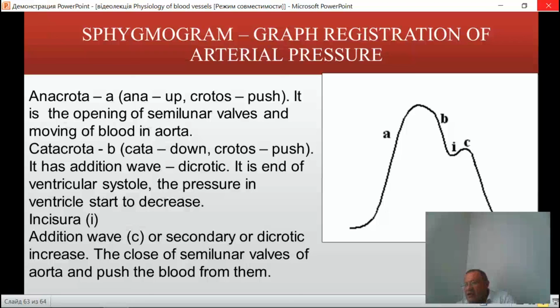Next wave, the additional wave C, or secondary or dicrotic increase: the closing of the semilunar valves of the aorta and the push of blood from them. This is the information about different parts of sphygmograms.